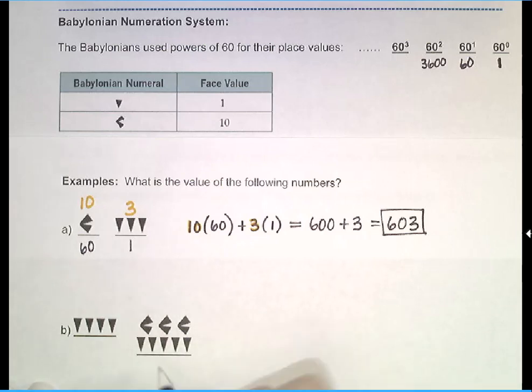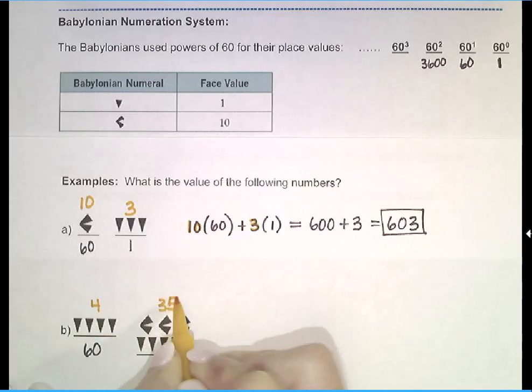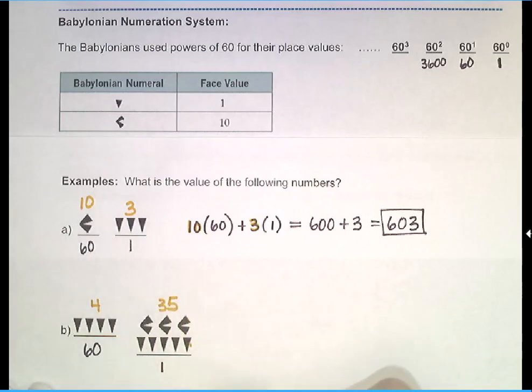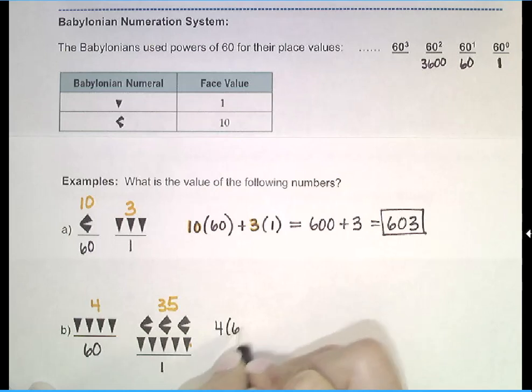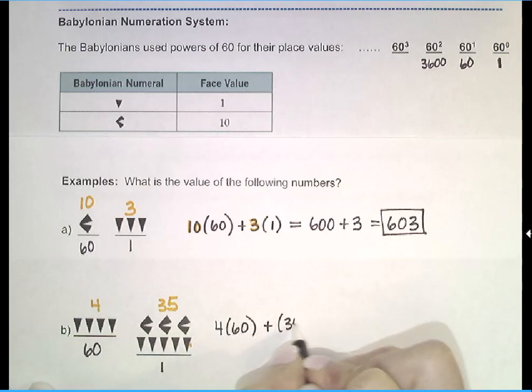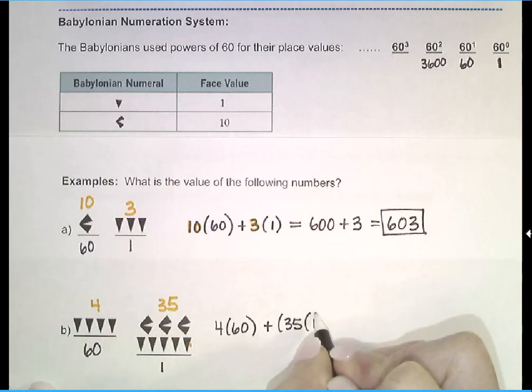Let's try the next one. This would be your ones place and your 60s place. Again, let's see how much is represented in each place value. Over here we have 4. Here we have 10, 20, 30, 31, 32, 33, 34, 35. You're not used to having more than 1 digit in your ones place, but in the Babylonian system you can. So this means 4, this means 35. So we're going to take 4 times 60 plus 35 times 1.